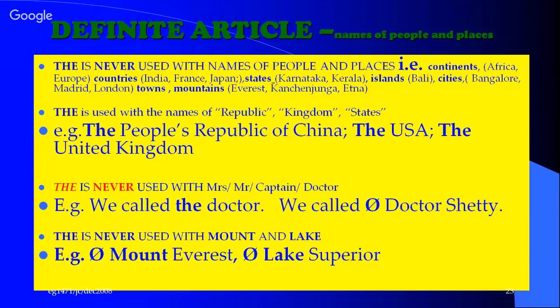Cities: Bangalore, Madrid, London, no article with these. Towns, mountains: Everest, Kanchenjunga, Mount Etna, no articles with these. The is used with the names of republics, kingdoms, states. For example, the People's Republic of China, the USA, the United Kingdom, the Kingdom of Saudi Arabia. See, all these are places where you use the.